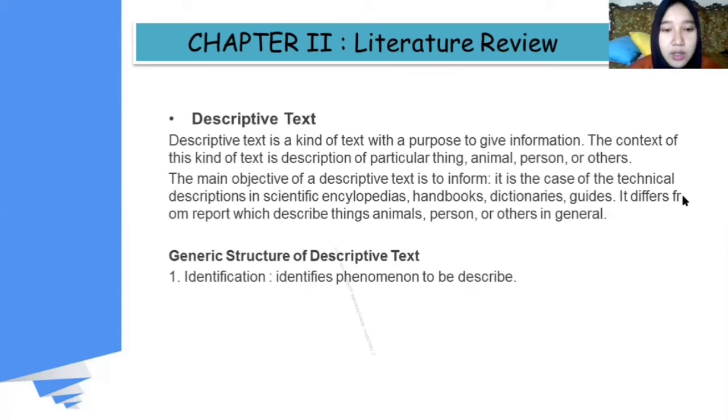And the generic structure of descriptive text: the first is identification, which identifies the phenomenon to be described, and then description, which describes parts, qualities, and characteristics.